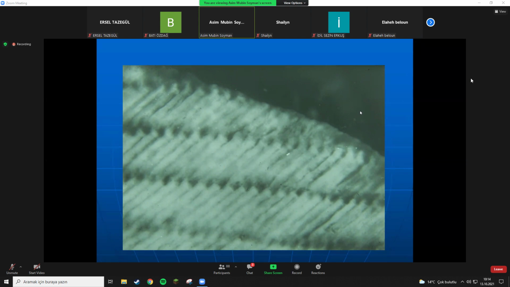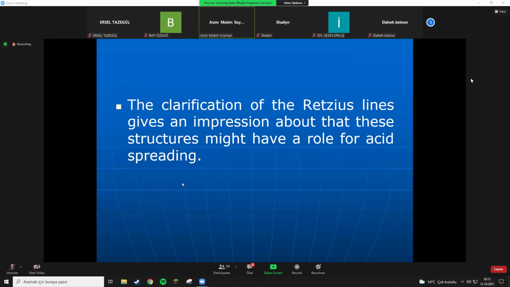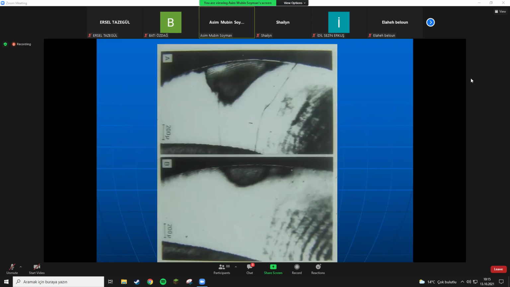And of course, these are the notches that are not resistant against the acids. So when an acid comes upon the dental enamel, these acids could go into the dental enamel by using these pathways, and the acids could spread into the enamel in 3 dimensions. I believe you remember this. But the clarification of Retzius lines gives an impression that these structures might have a role in acid spreading. We say that the acid spreading is related to Retzius lines, but how can we prove? And here is the proof.